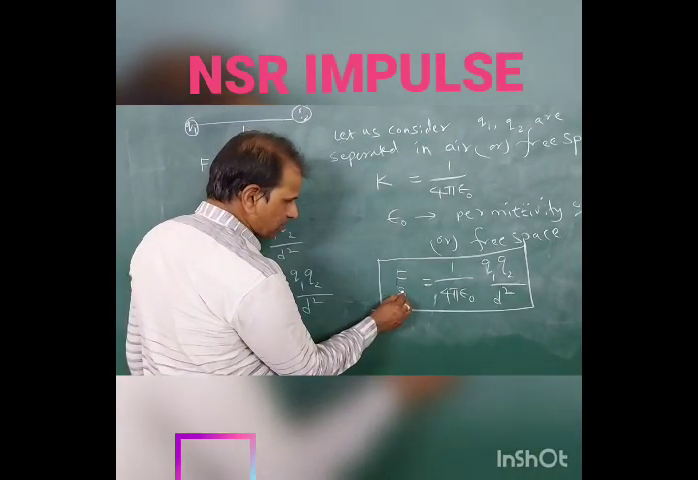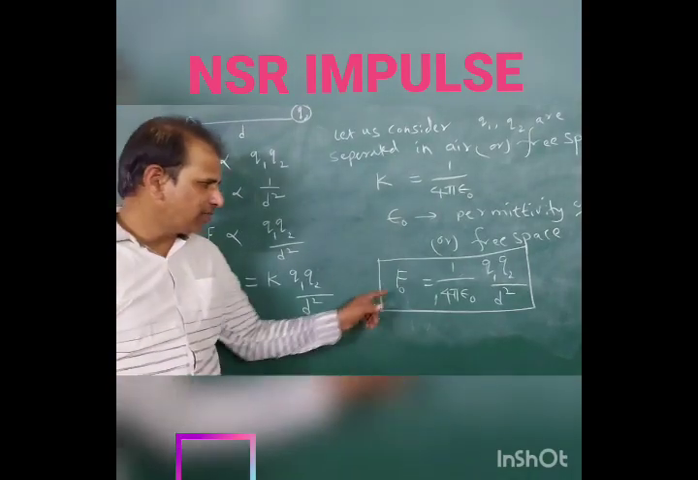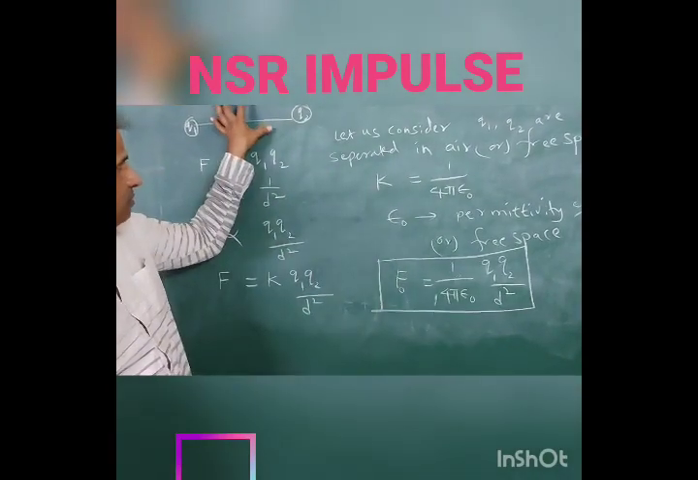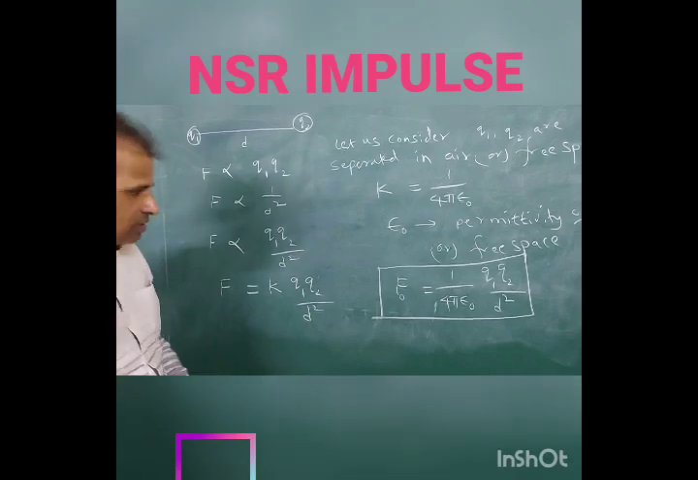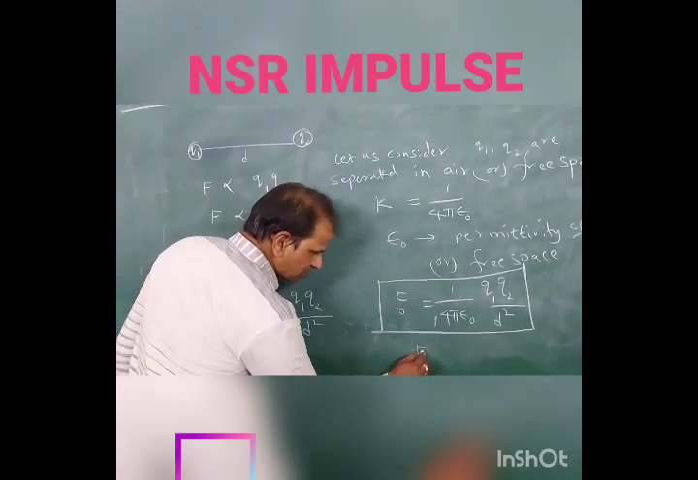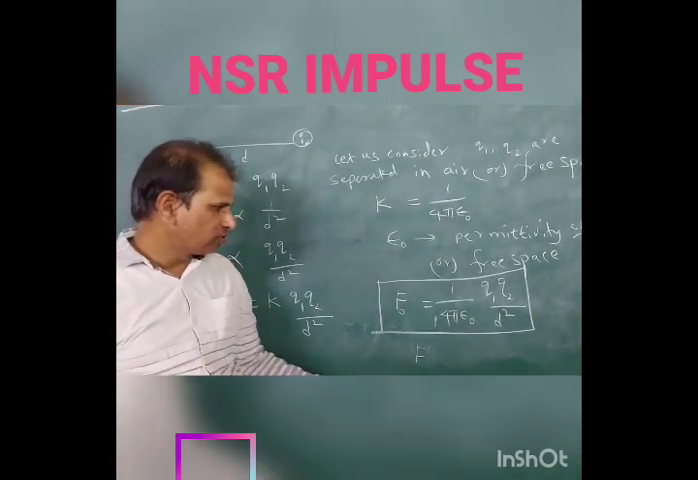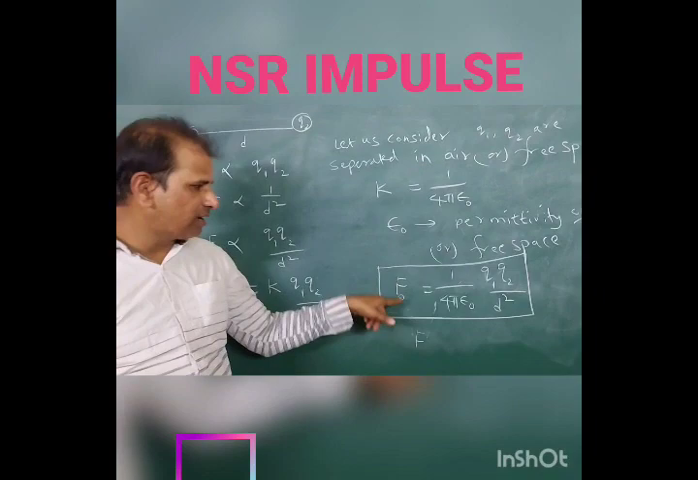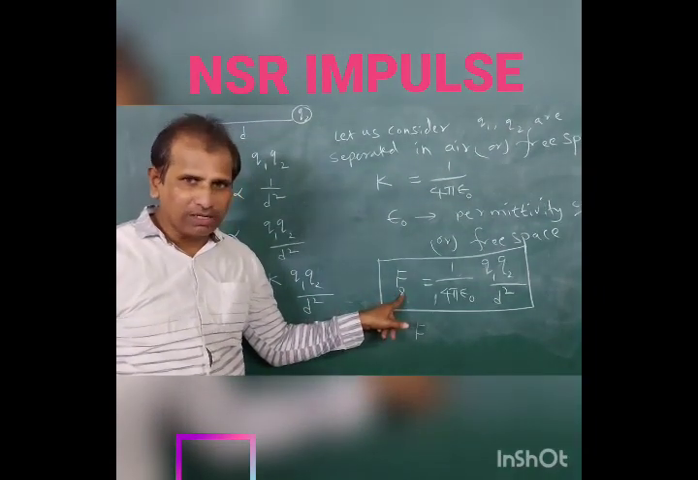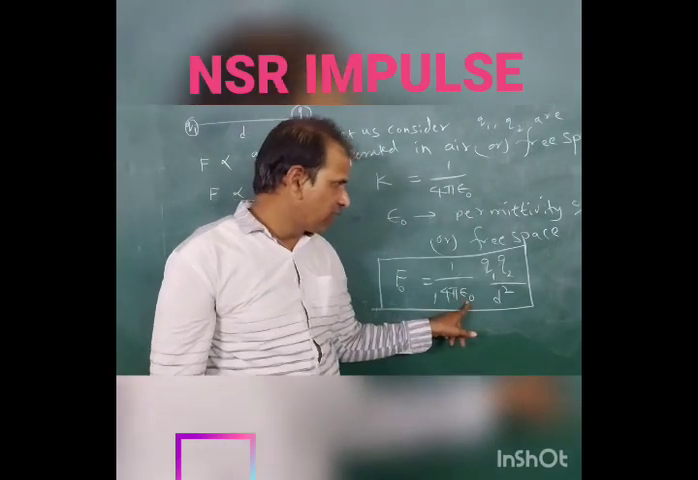So in air or free space, you can write here F naught. If the medium is other than air or free space between these two, this F naught can be replaced with F. You can write in any other medium F. Whereas if the charges are in air or free space, use the symbol naught, F naught.